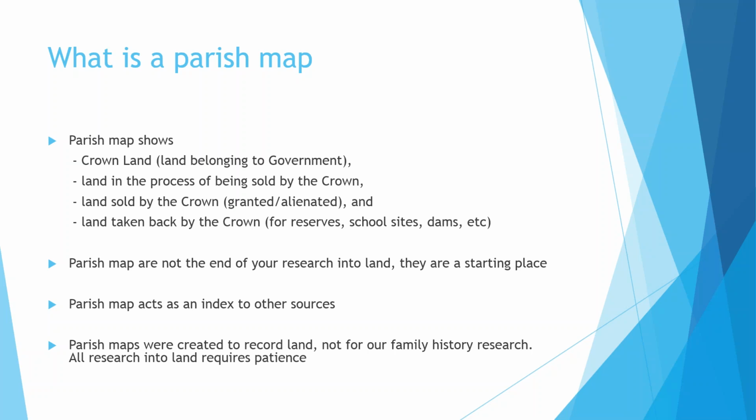A parish map shows Crown land, that is, land belonging to the government. It also shows land in the process of being sold by the Crown, land that has been sold by the Crown, and we use terms such as granted or alienated for that, and land that gets taken back by the Crown, for example, for a reserve, a school site, a dam.